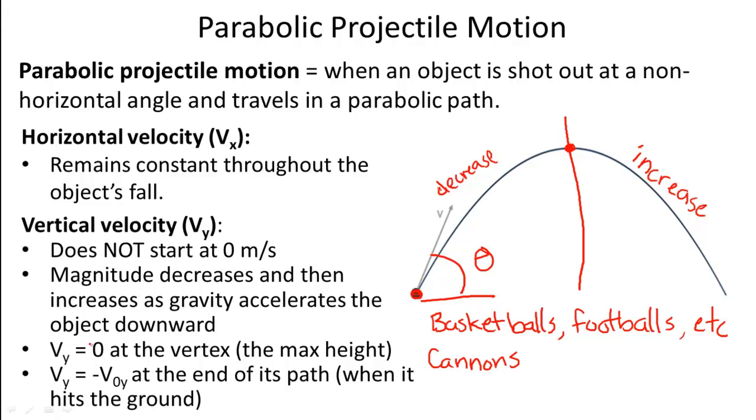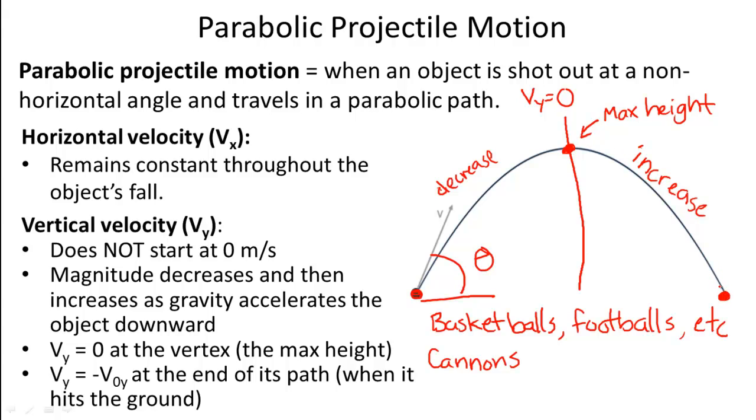Another two very important points. These are the two most important points related to parabolic projectile motion. Vy, the vertical velocity, equals 0 at the vertex, or the maximum height. This is the maximum height that the object reaches, and at this point, Vy equals 0. You can think of the vertical velocity as pausing, reaching 0, reaching nothing at the very top of its path before it starts to increase again.